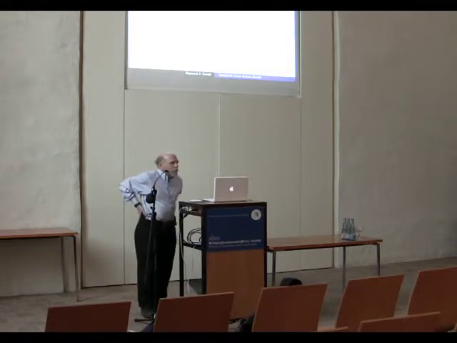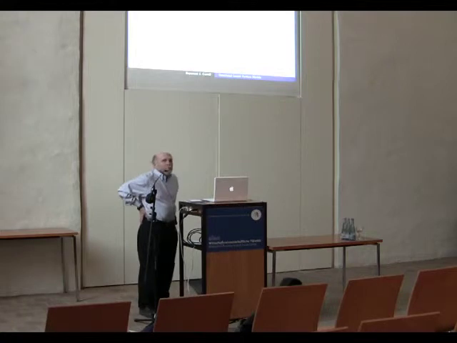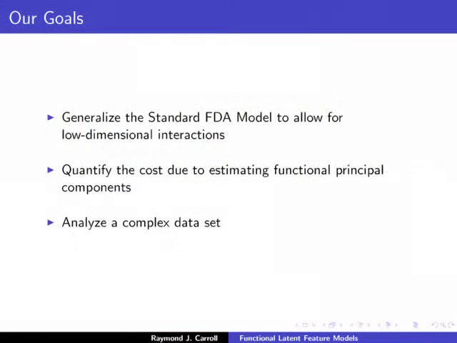Okay, so what I want to do is basically three things. I want to generalize the single index model to allow for low dimensional interactions. I want to quantify the cost of estimating principal components in terms of asymptotic distributions. And I want to do a data set which is pretty complex and is dear to my heart. It happens to be a biology data set, but that's neither here nor there.